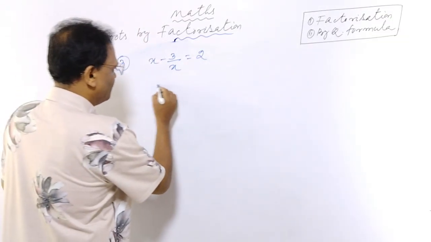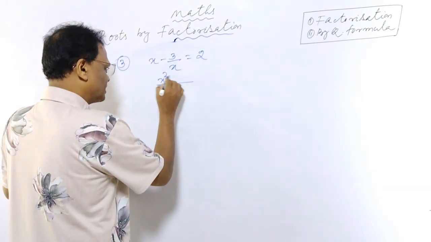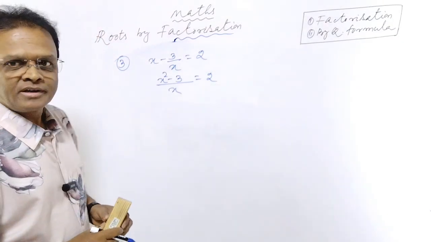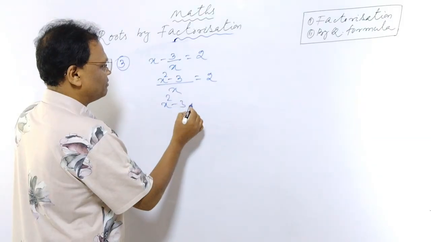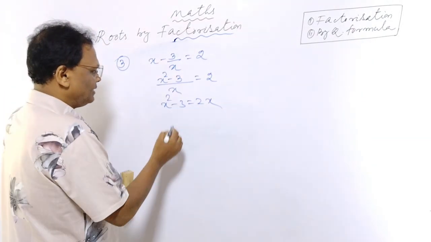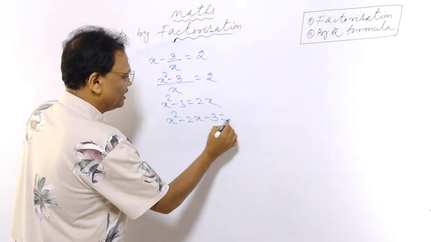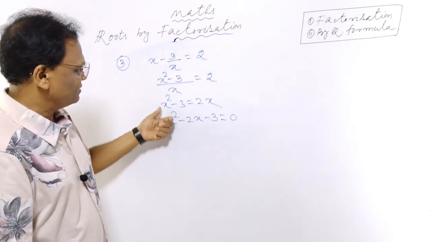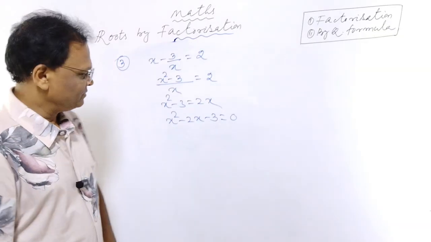How to change? Take the LCM x, and this becomes x square minus 3 is equal to 2. I think you got it? Right, next just do the cross multiplication. x square minus 3 is equal to 2x, or x square minus 2x minus 3 equals 0. I think now I got the quadratic equation. x square, bring this 2x to this side, which is minus 2x minus 3 is equal to 0.